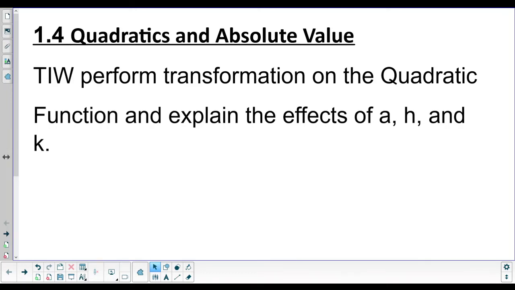What's up, skaters? We are going to talk about two types of functions today, how we can transform them, and how to graph them. So let's go ahead and name them first.